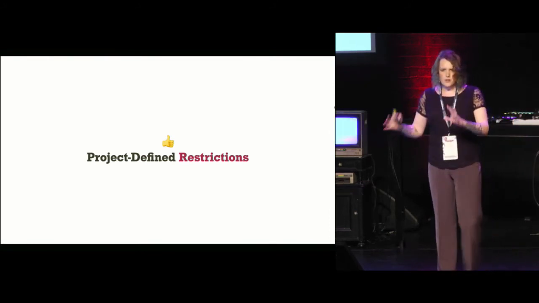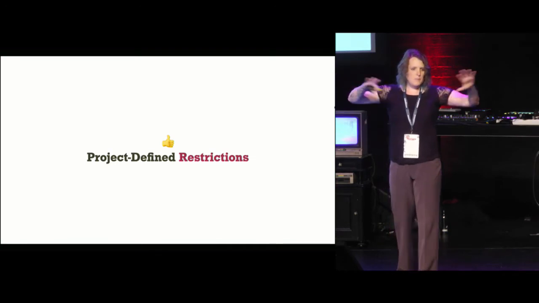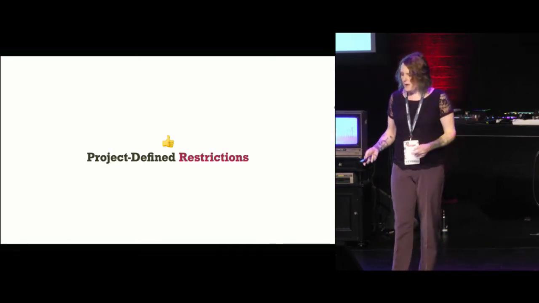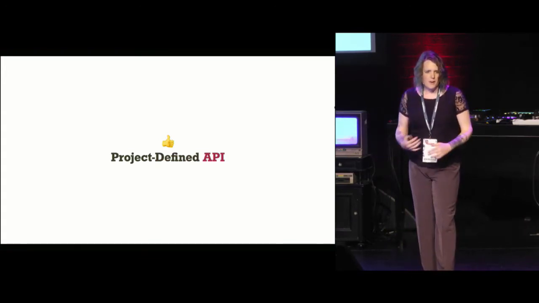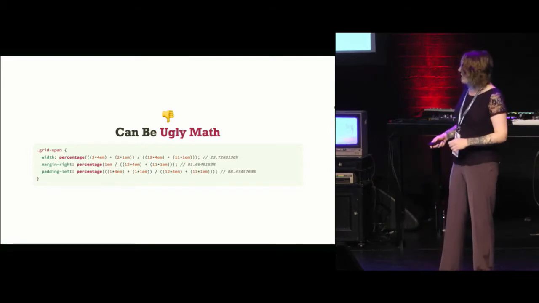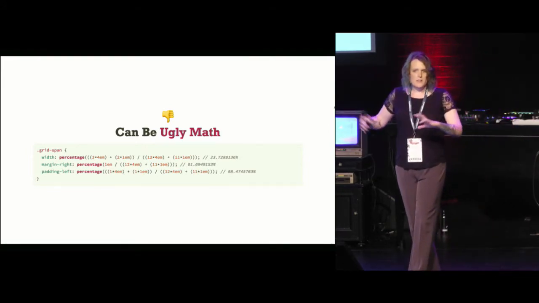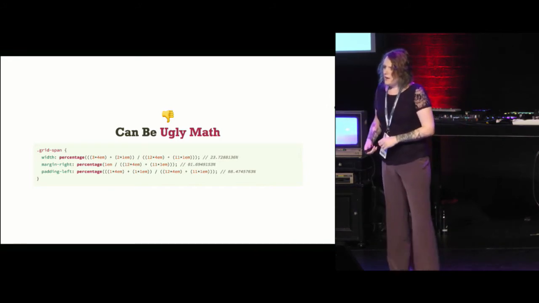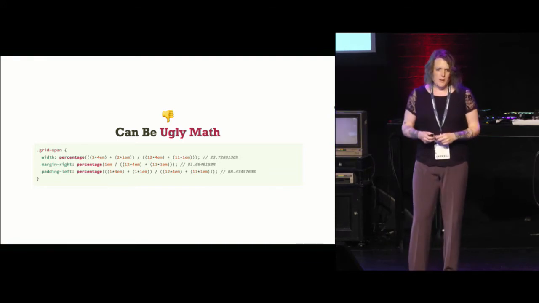The restrictions are defined in the project, so I'm not getting locked into some system that's going to become a problem for me as soon as I want to customize. The API is defined on the project, so I can make it fit what I'm trying to do. But the math was just ugly. I was using this before Sass. I've put it in Sass here just to show what the math is. But because it involved gutters, it's just not pretty math.